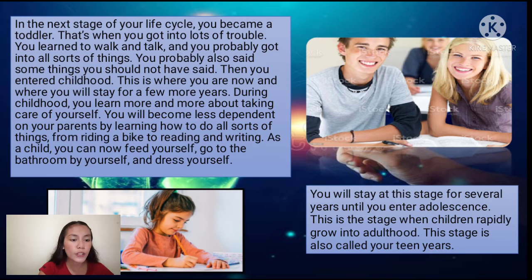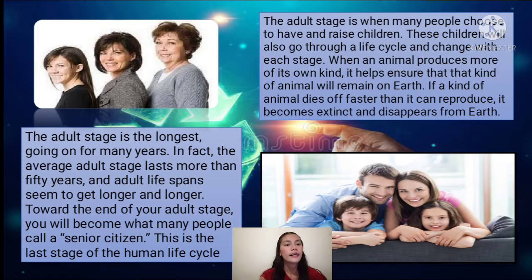Because they are growing so quickly, some teenagers eat a lot. Many teenagers like to sleep for a very long time. Some teenagers can be a bit grumpy at times. The adult stage is when many people choose to have and raise children. These children will also go through a life cycle and change with each stage.